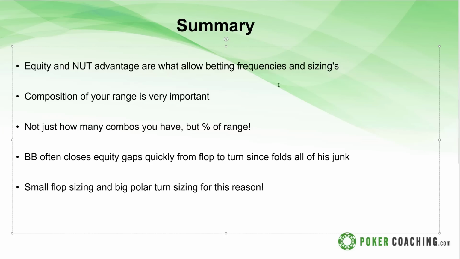Equity and nut advantage are what allow the betting frequencies and sizings. The big blind often closes the equity gap quickly from the flop to the turn. So I think you guys kind of learned that. On the first example, everyone said the in position player had the equity advantage, but then you guys quickly figured out on all the other examples that they were very close. And then this all allows for the small flop sizing on the flop because of our equity advantage, and big polar turn sizings.